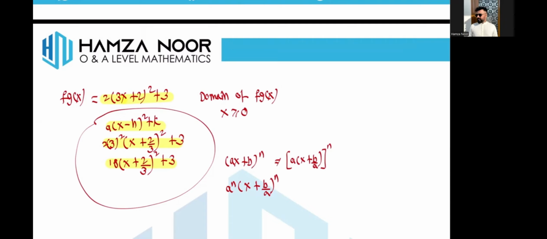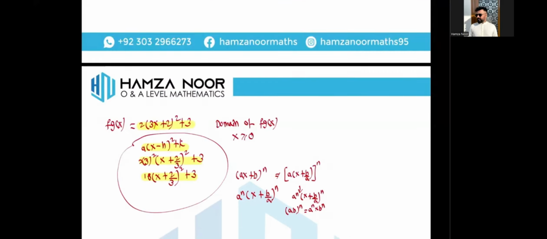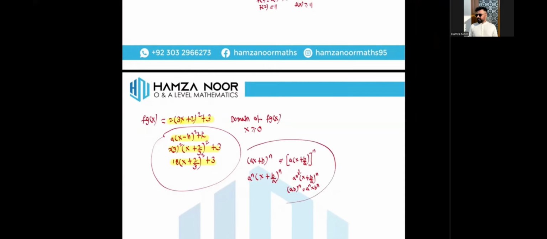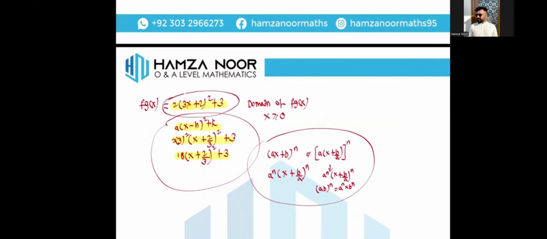So in the very next step, you can say a raised to the power of n multiplied by x plus b over a whole thing raised to the power of n. Since according to laws of indices, a times b whole thing raised to the power of n is exactly the same thing as a raised to the power of n multiplied by b raised to the power of n. Anyways, this complete explanation was way too extra over here. I was just trying to give you some detailed explanation. So our concern is with this unsimplified expression.